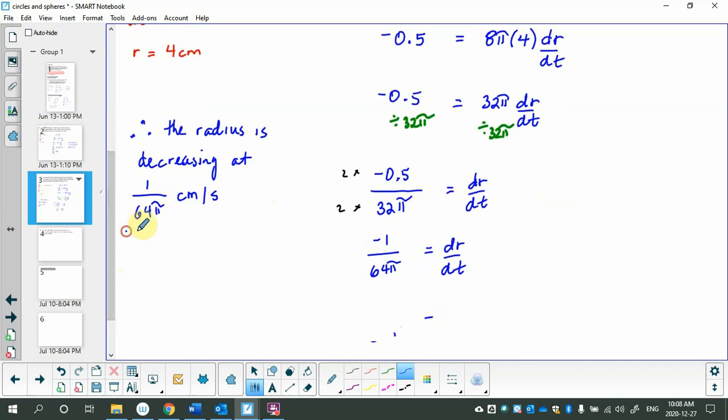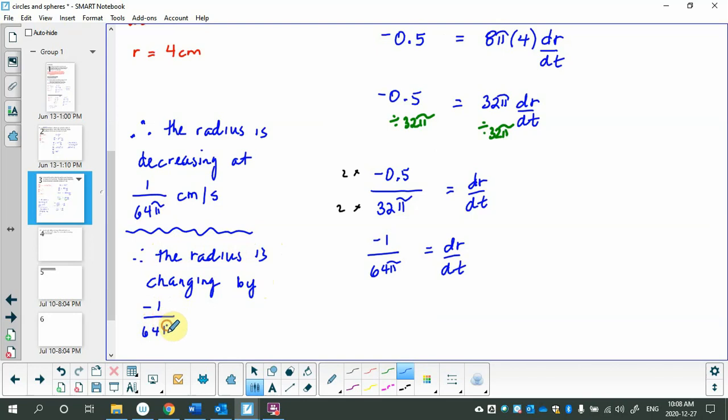Now, if you didn't want to do that, you could say something quite boring and directionless, like the radius is changing, which doesn't tell me whether it's going up or down. I'm going to say by. And this is where you have to put in the negative to say how it's changing, as in the direction it's changing. So if you use a directional word, you take out the directional symbol. If you use a directionless word, you put in the directional symbol.